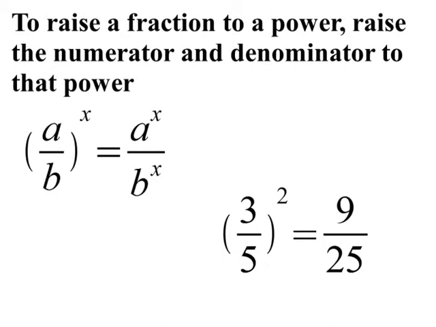To raise a fraction to a power, you raise the numerator and the denominator to that same power. For example, 3/5 squared is equal to 3 squared over 5 squared, which is 9 over 25.